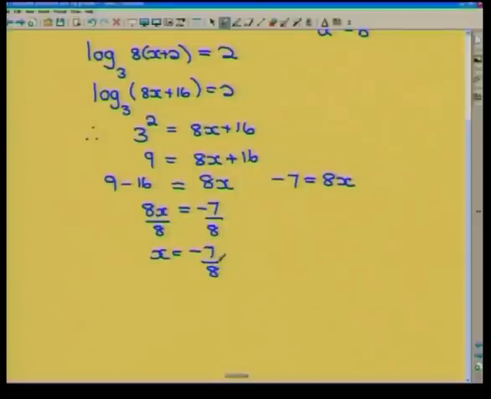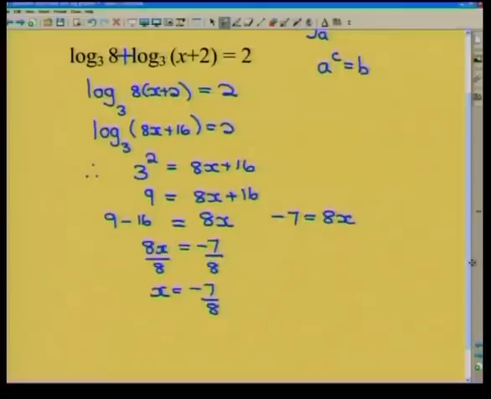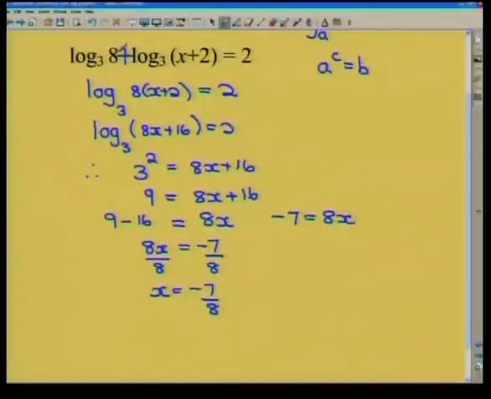Now remember what I said to you. We have to go back and check that it caused no problems on the restriction. Now, of course, we check in the original, because once we've used a law and we've changed adding the logs into multiplying the logs, it's going to be different, and it could make it true when it was clearly false in the very beginning. So we always check in the original to decide whether a solution is possible or not. So going back to this original one, there's no problem with this. We know that's log to the base 3 of 8, so no problem.